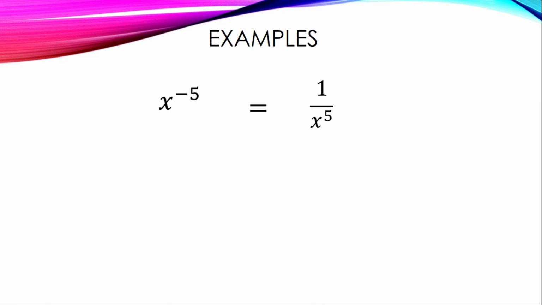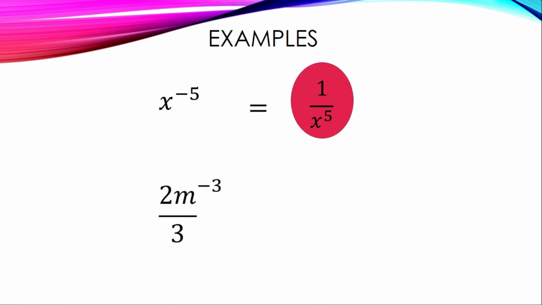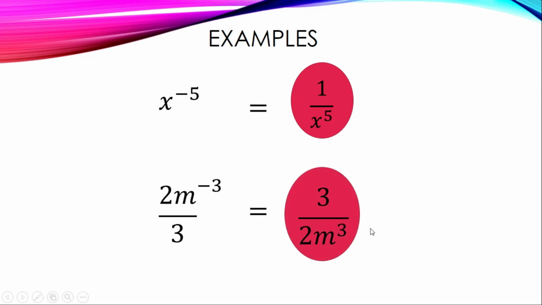Ganon. Another is when you have 2m raised to negative 3 over 3. That's equal to 3 over 2m cubed. Yung negative 3 naging positive na siya. Yung exponent na negative 3 naging positive na siya dito. And that is now your final answer. Basta may negative sa taas or may negative sa numerator, ilagay mo lang siya sa denominator at gawing positive exponent.